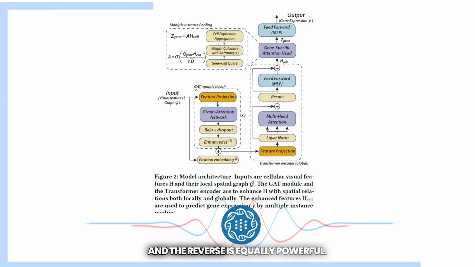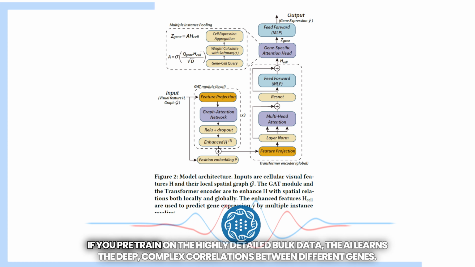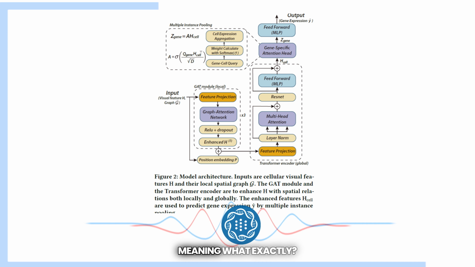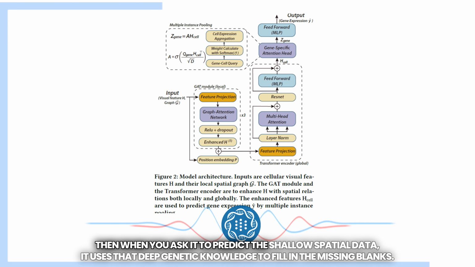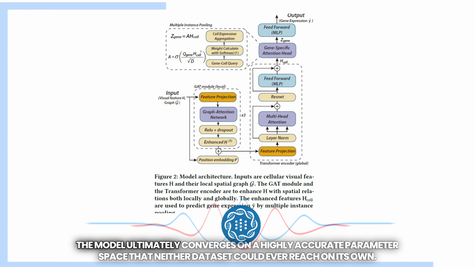Exactly. And the reverse is equally powerful. If you pre-train on the highly detailed bulk data, the AI learns the deep, complex correlations between different genes. Meaning what, exactly? It learns that if gene A is active, gene B is usually active too. Then, when you ask it to predict the shallow spatial data, it uses that deep genetic knowledge to fill in the missing blanks. Oh, wow. Yeah, the model ultimately converges on a highly accurate parameter space that neither dataset could ever reach on its own.